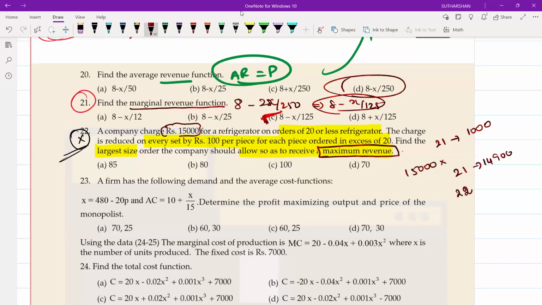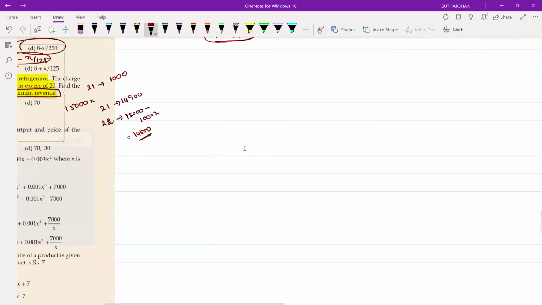For the 22nd product, it will be 15,000 minus 100 into 2, that is 100 into x. If I subtract 200, it will become 14,800 only. So that's what it logically goes. I will frame an equation for you and then I will explain in depth.